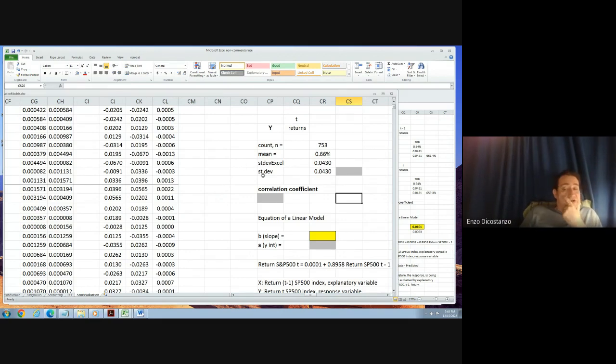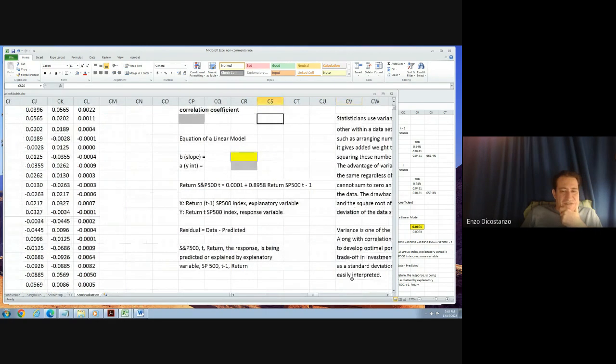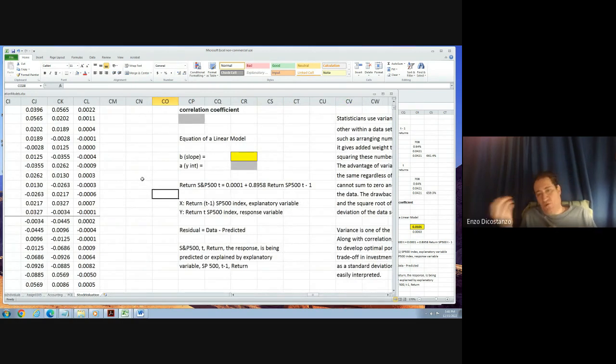What you need to do, and this is very basic in a sense, is create an equation that tells you Y is returns of the S&P 500 at t. It should say as a function of t is really what this should say.